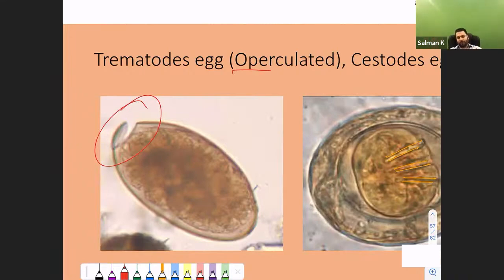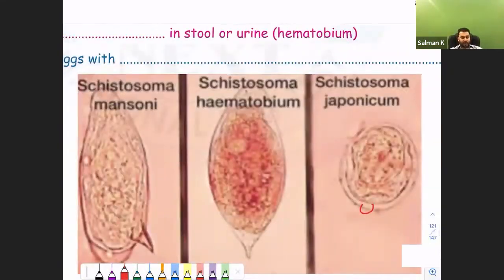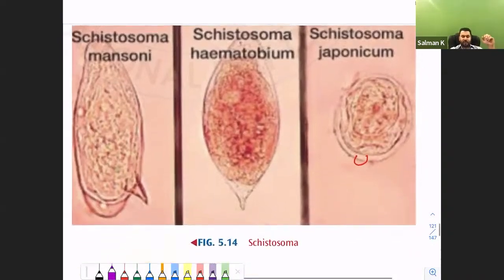Trematode egg, operculated. Whereas one trematode doesn't have the opening. That guy is schistosoma. It's an exception. So schistosomes have non-operculated egg. There is no opening in them. Then how to identify? This is by looking at certain things called as spine or knob.